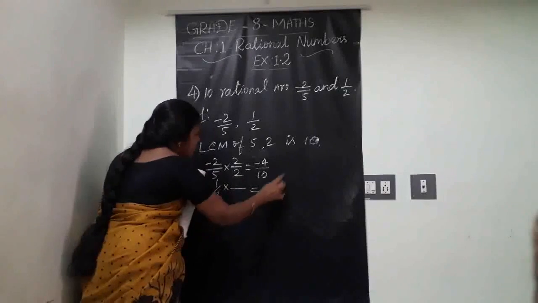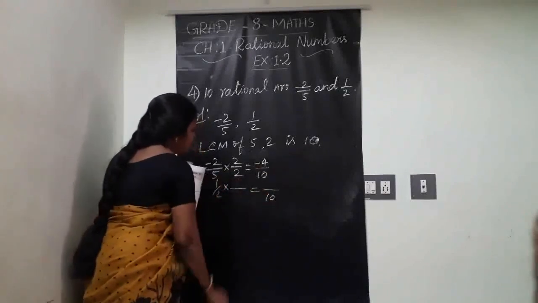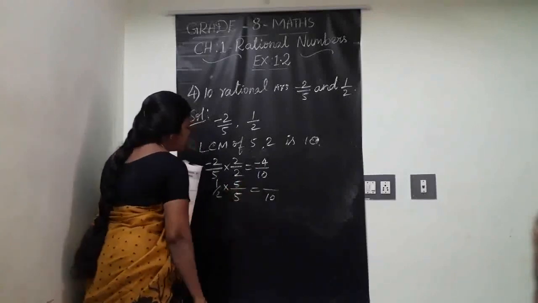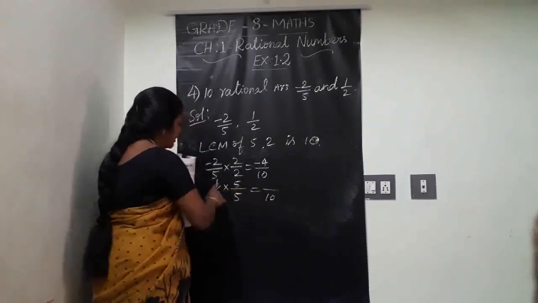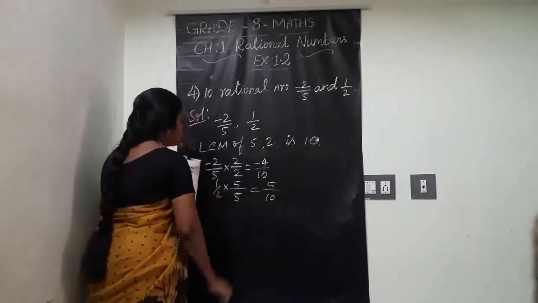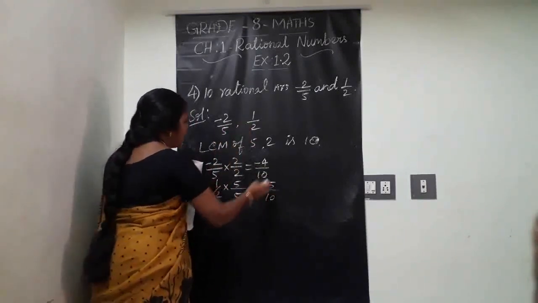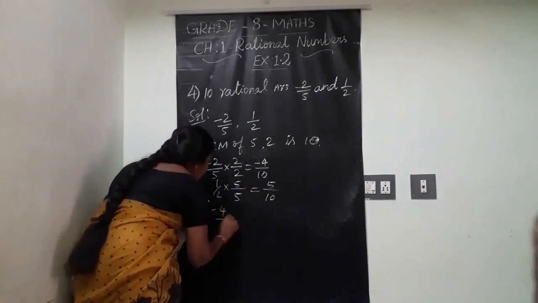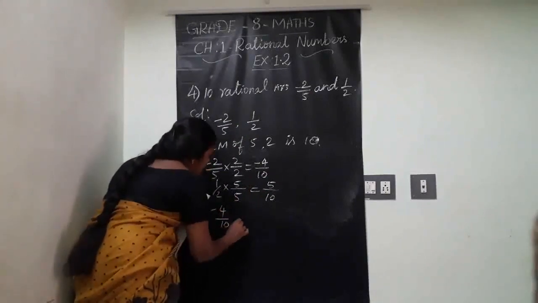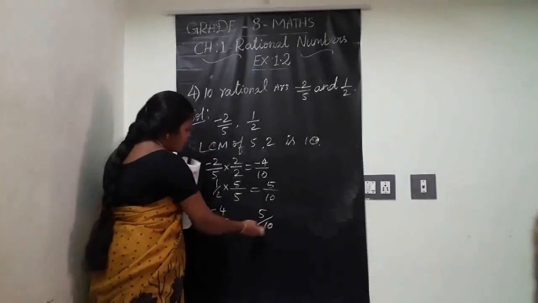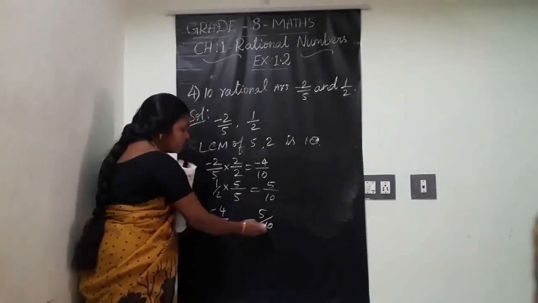2 into dash equal to LCM, answer 10. 5 is the only common factor. So downside 5 means upper part also you have to multiply by 5. 1 into 5 is 5. So we changed both unlike fractions as like fractions: minus 4 by 10 and 5 by 10. Clear?